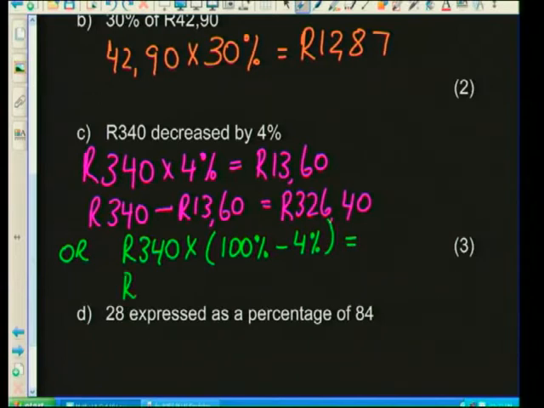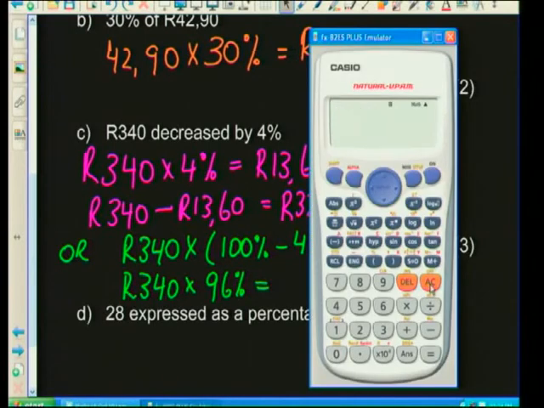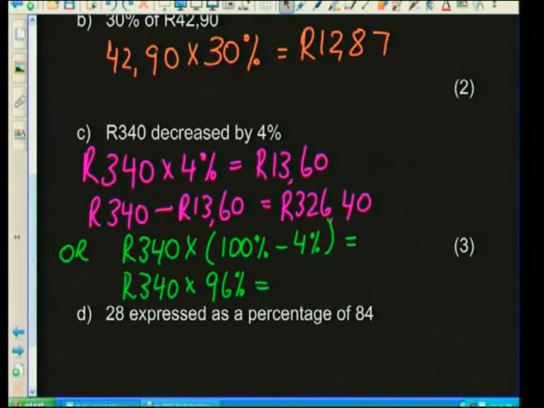So let's write that out. It's 340 times by 96%. And I'm actually going to then get our answer. Let's see if it's the same answer. 340 it should be, times by 96%, and I get 326 Rand 40.